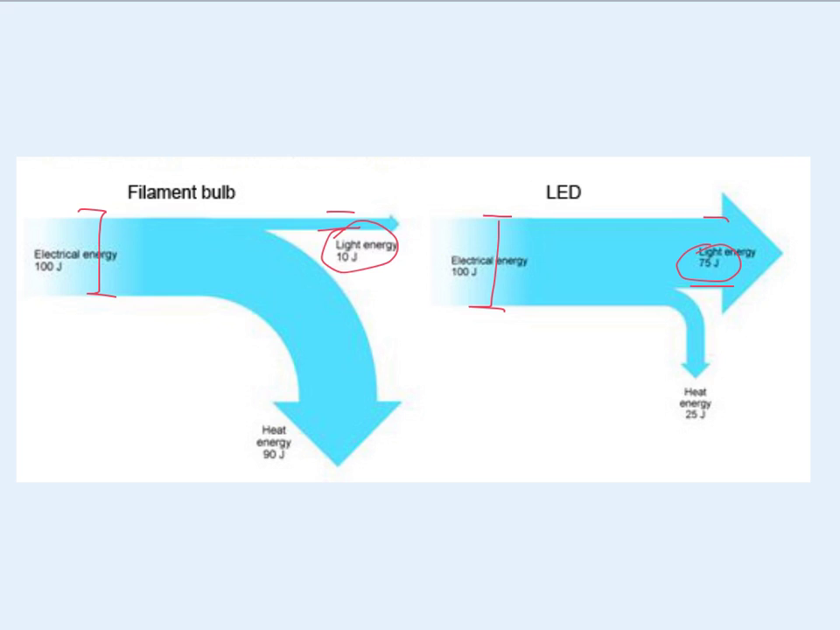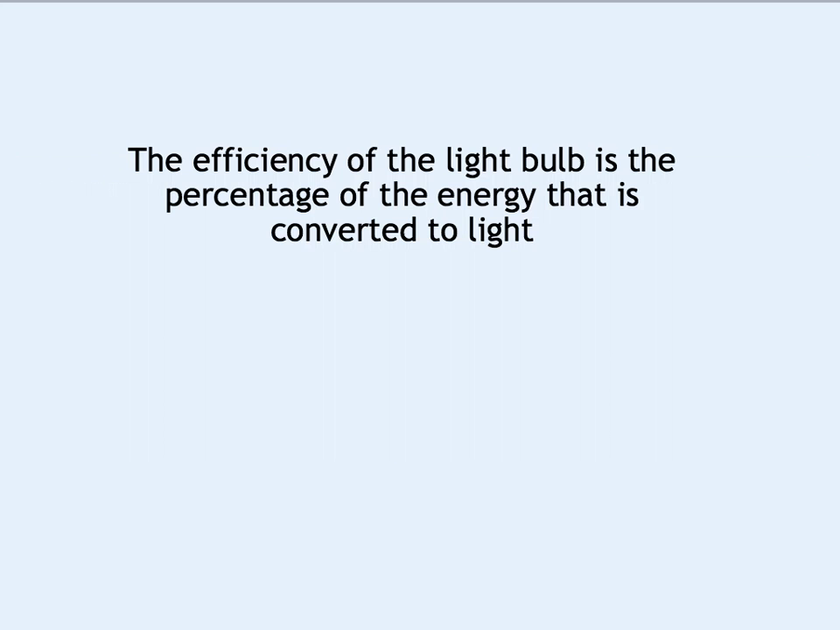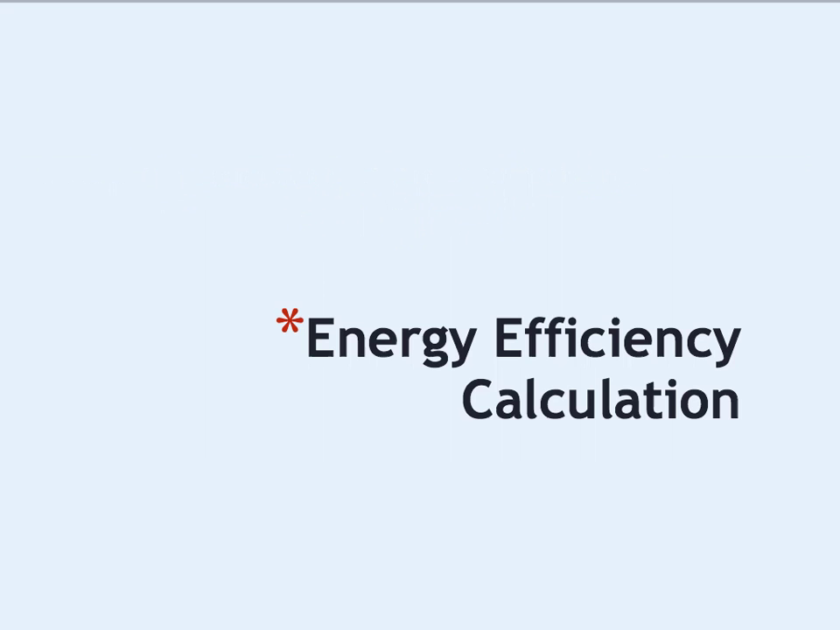So if you were asked what the efficiency of that bulb is, you could give the following definition. The efficiency of the light bulb is the percentage of the energy that's given as electrical energy that is converted to light. Right, now it's time to have a look at the calculation of this so you're able to calculate energy efficiency.